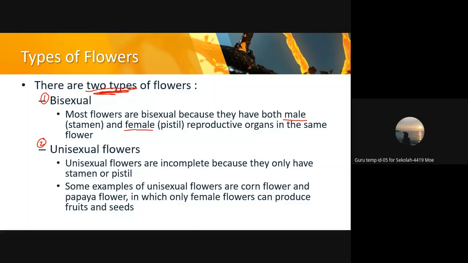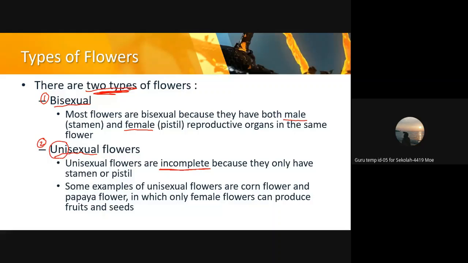Yes, they have both, and they are called bisexual flowers. Remember, bisexual means they have both male and female parts. But for unisexual, it means that they only have one, either stamen or pistil. It does not have both. So that's why they are incomplete.